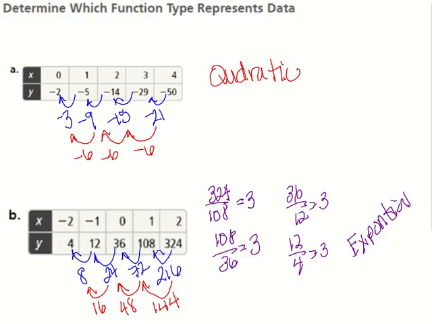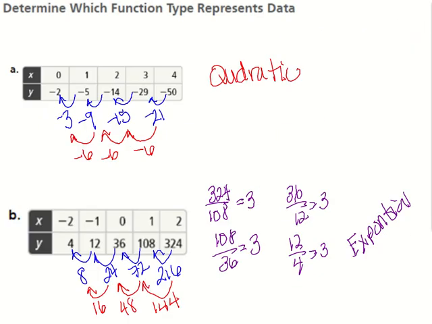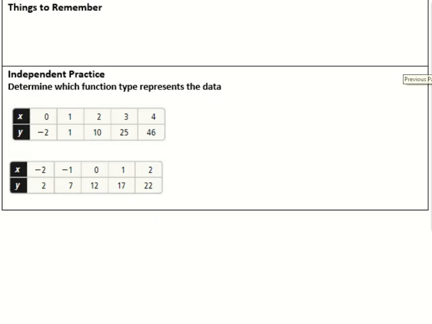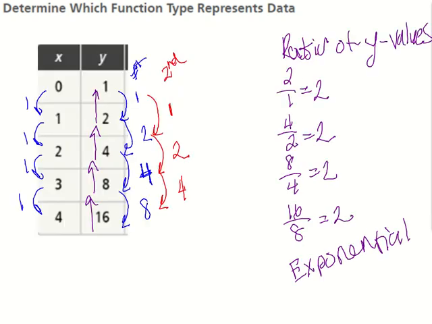Oh, let me just double check. Did I really finish? Oh, good. All right. Yay for my slow computer. Sorry, I'm just double checking. I don't want to miss anything.